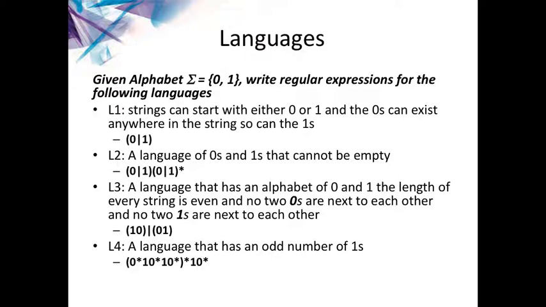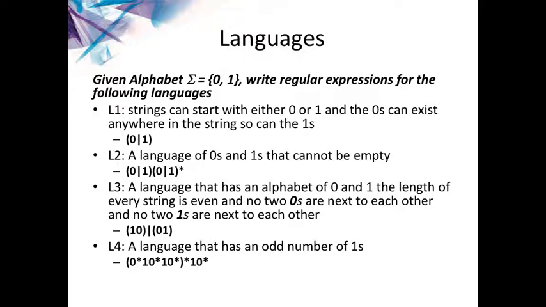So a few examples for the languages. If you want to say strings that can start with either 0 or 1, and the zeros can exist anywhere in the string, so can the 1. So it's going to be 0 or 1 star. What is the star? It's the loop. It's the repetition of the expression.